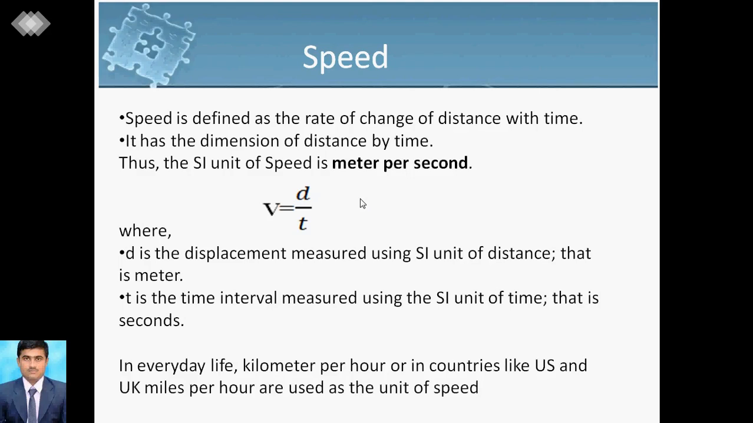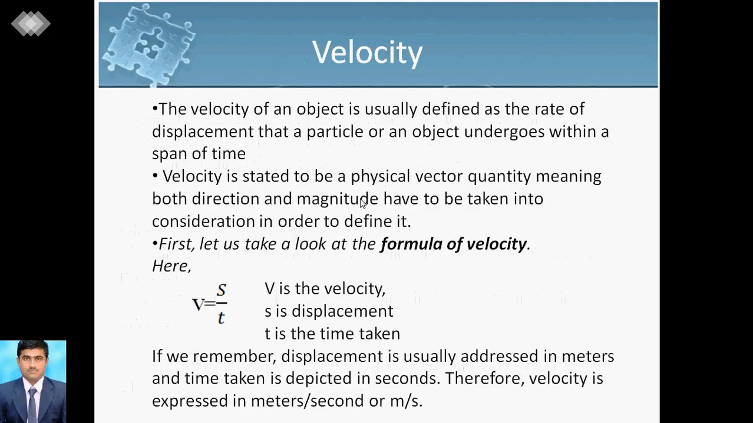So here speed is a scalar quantity, so it does not mention direction. But in the case of velocity, velocity is nothing but the displacement that a particle or object undergoes within a period of time. But here velocity is a vector quantity, so here we can mention direction as well as magnitude. So the formula for velocity is v is equal to s by t.